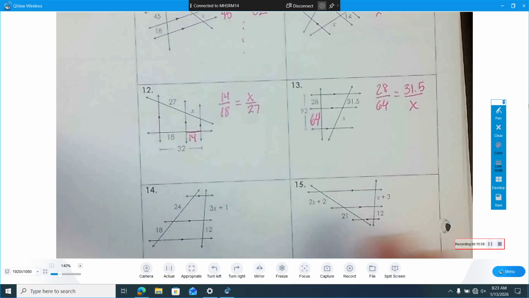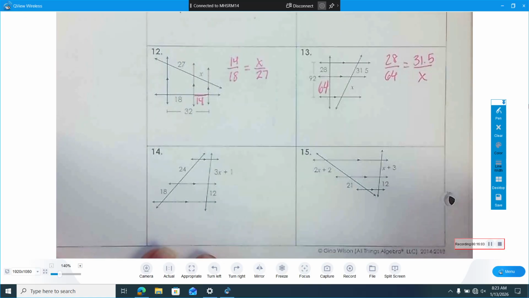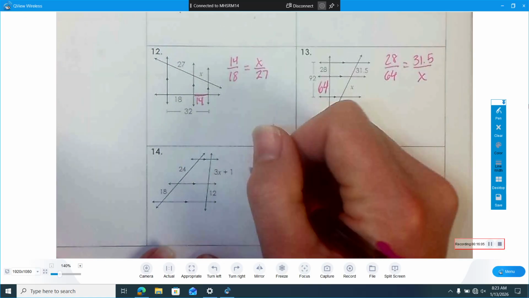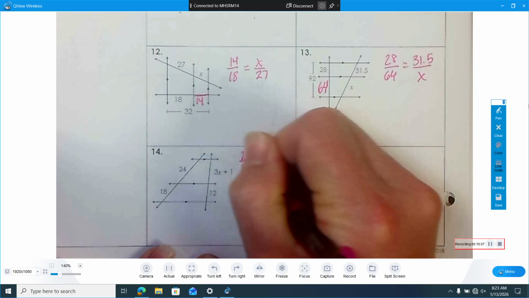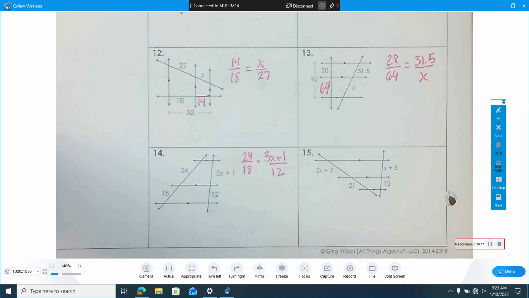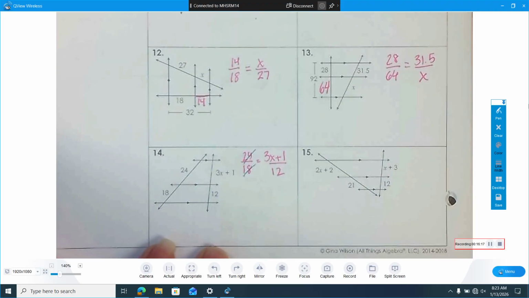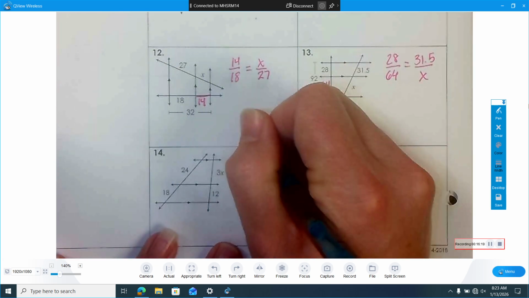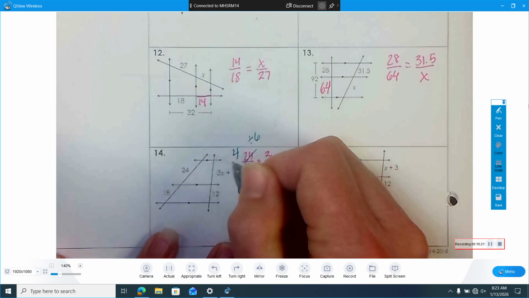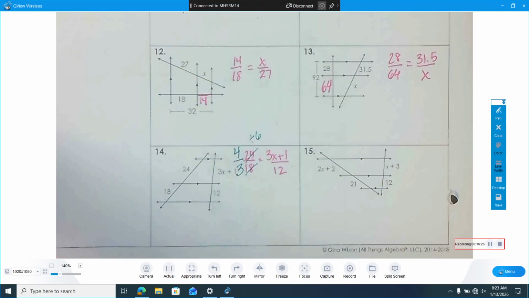All right, we're going to do number 14, then we're going to be done. We got our little sections here. What can we do for our proportion? 24 over 18 equals 3x plus 1 over 12. I want to reduce the 24 and the 18. We can divide by 6. If I divide by 6, my numbers are smaller. That's going to give me 4 over 3, which is very helpful.